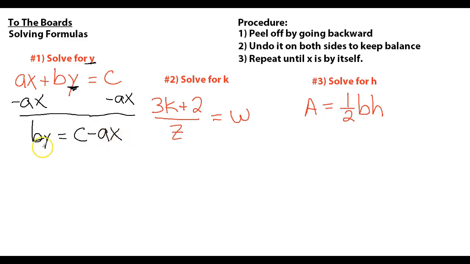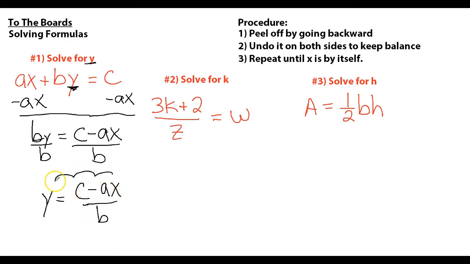Now I'm trying to get y by itself, so I now need to peel off this times by b. The opposite of times by b is divide by b. So we would divide everything by b, and now my y would be by itself. And that means this is my answer. C minus ax all over b. Once your y is by itself, you're done.